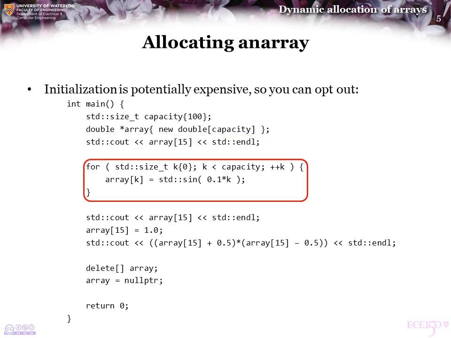Now, here we have a for loop that is going to initialize all of the entries of the array. So the kth entry of the array will store the value of sine of k divided by 10. Notice that because k is indexing into an array, its type is given as std::size_t.